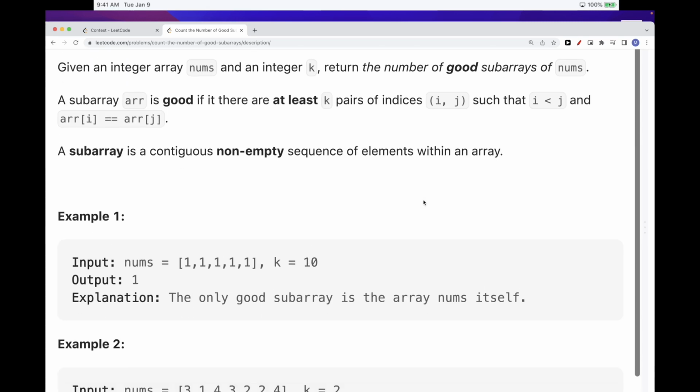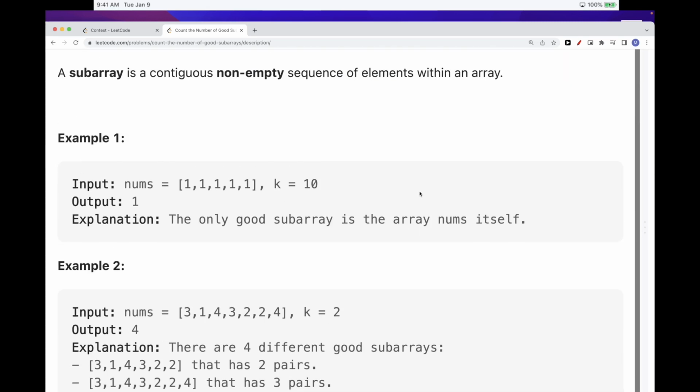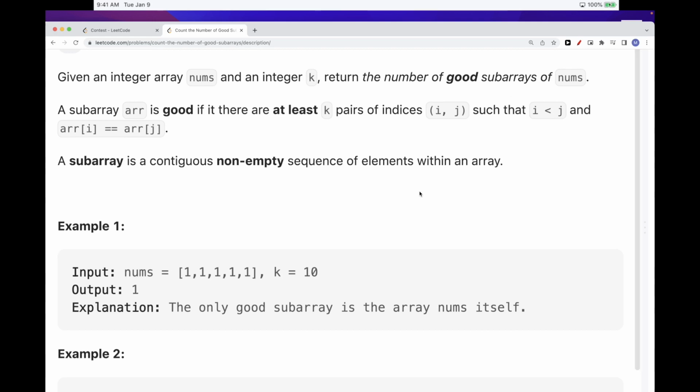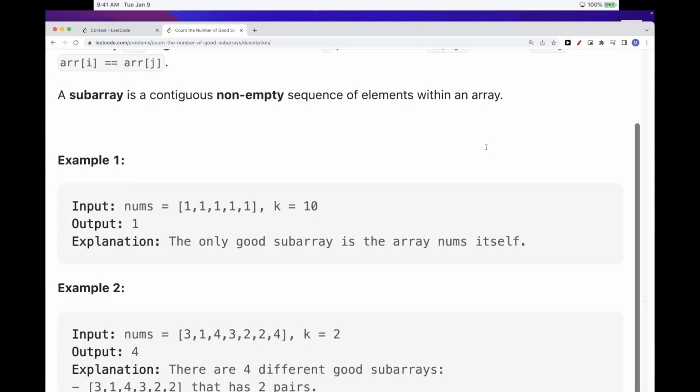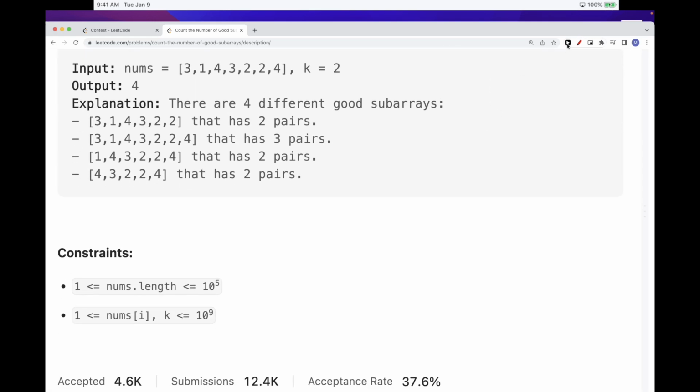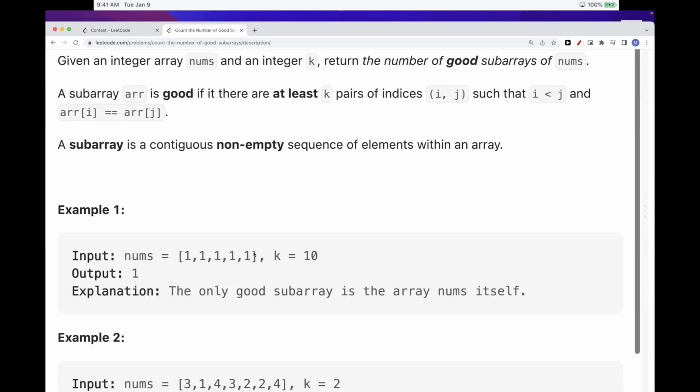Now how do we solve it? You might think, okay, maybe we can do a brute force way where we traverse the array maybe twice or something like that, but that's not going to work because the length of the array can be up to 10 to the power of 5. So anything of n squared or more won't work, so we can't do that. Okay, so let's think about how we solve it then.